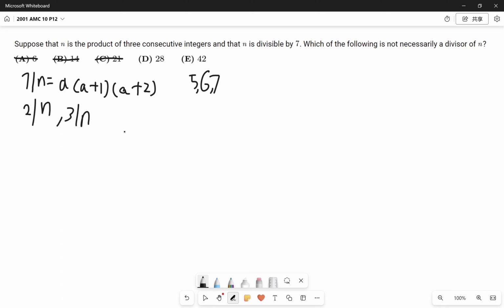So if n might not be divisible by 4, it might not be divisible by 28, because 28 is divisible by 4. So D is the answer. But let's just check E. Well, 42 is made up of 6 and 7. We know that n is divisible by 6 since 2 and 3 are factors of n, and 7 is also a factor of n, so 42 is a factor of n. So E is not the answer, so the answer is D.